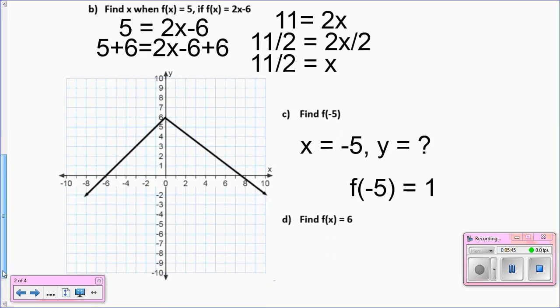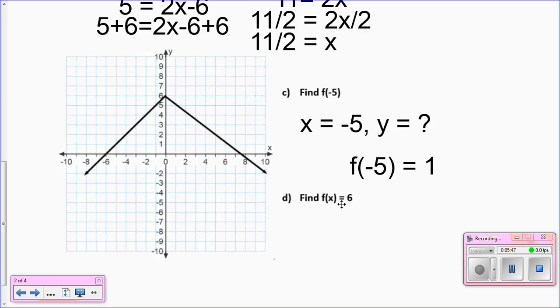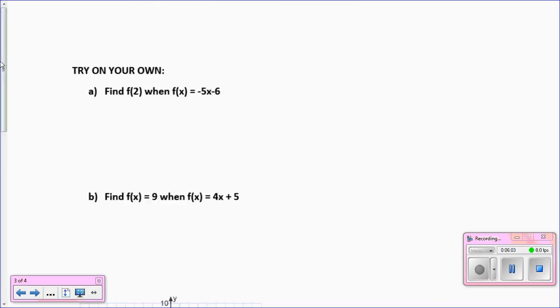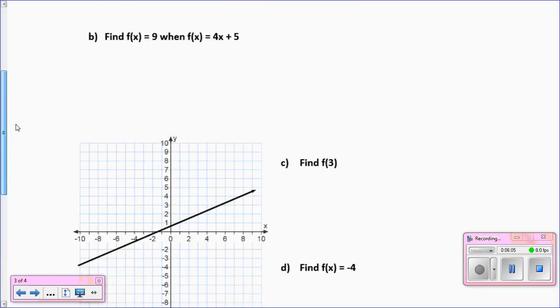Okay? Same thing when they tell me the y value, the f of x equals. I'm just going to where y is 6 and make sure I'm on the line. And I'm just going to tell me what the x value is. Okay? Which is 0. Not too bad, right? So go ahead and try these on your own. When you come back, I'll have the answers for you.